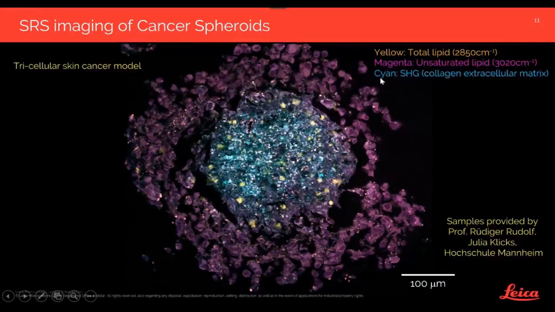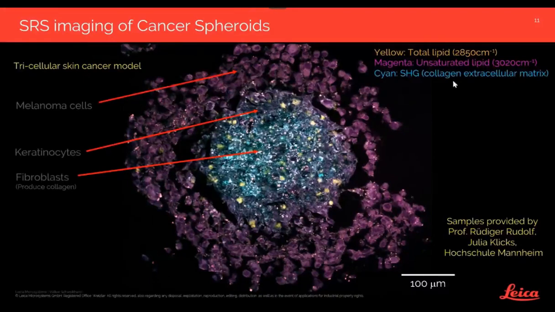And in addition, I'm showing a third signal corresponding to the Second-Harmonic Generation that we can record in parallel, which in this sample comes primarily from the collagen extracellular matrix that is being deposited by those cells. So what can we see here?